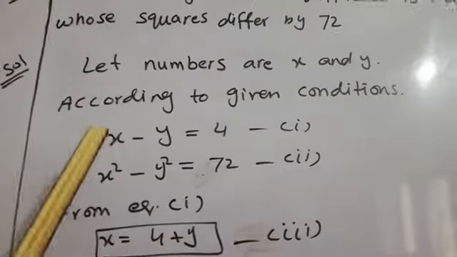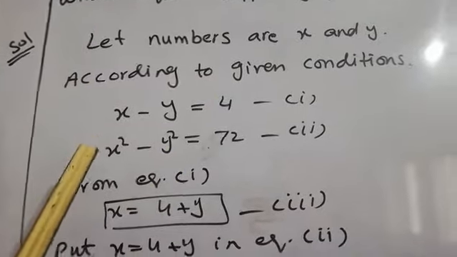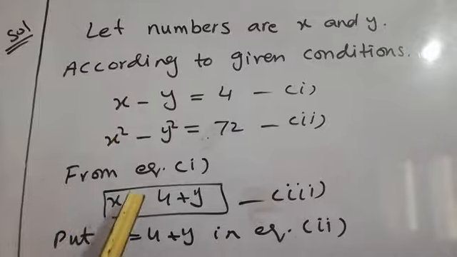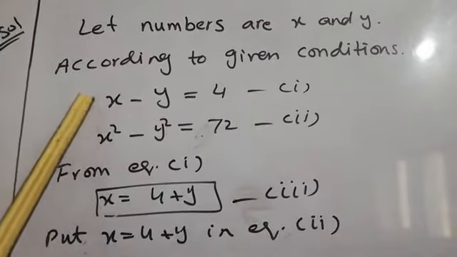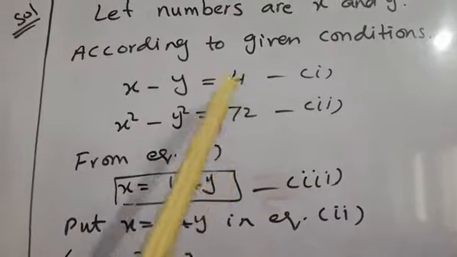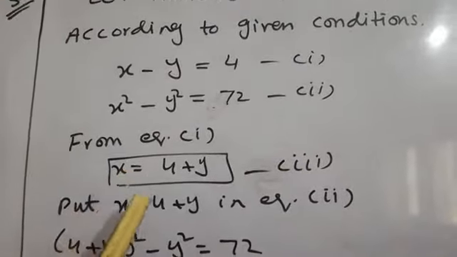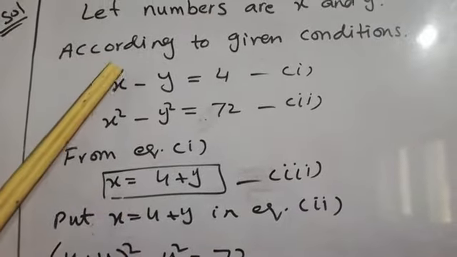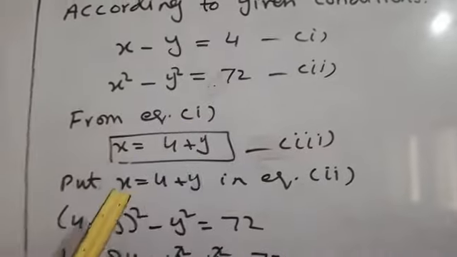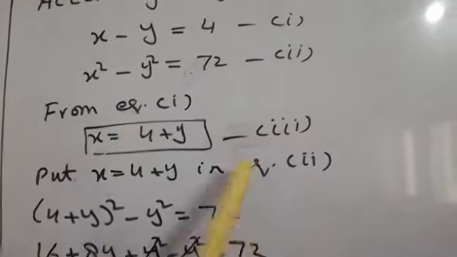So from first equation we will find the value of x or y as you wish. But I have taken value of x. I have derived value of x from equation 1. x is equals to 4 plus y, means I have added y on both sides. And this is equation number 3. Now, since I have derived this equation from equation 1, so I will put equation 3 into equation 2. Remember this point. So put x is equals to 4 plus y in equation 2.